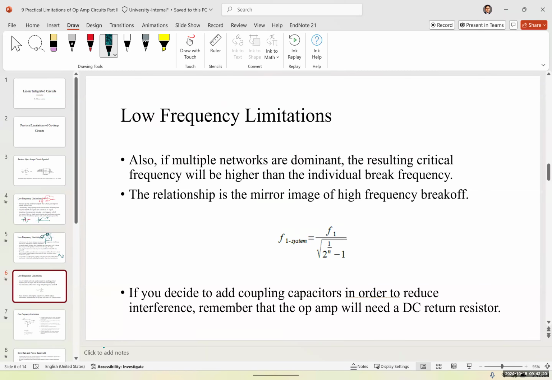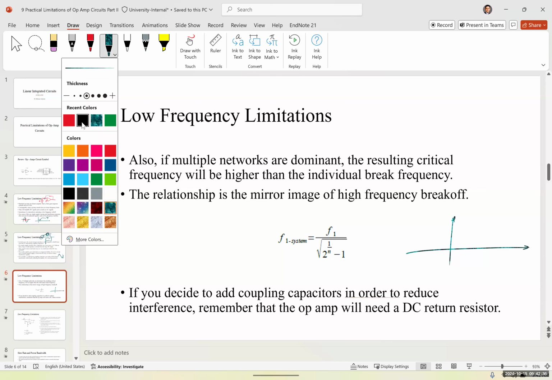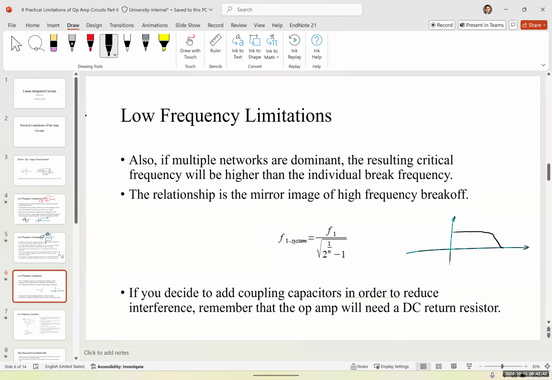Here it's opposite. The critical lower cutoff frequency of the system would be determined by the stage that has the highest cutoff frequency. And I showed this with this graph already. So imagine you have a system, one of them has a cutoff frequency of 0, but the higher cutoff frequency is here. The other one is like this.